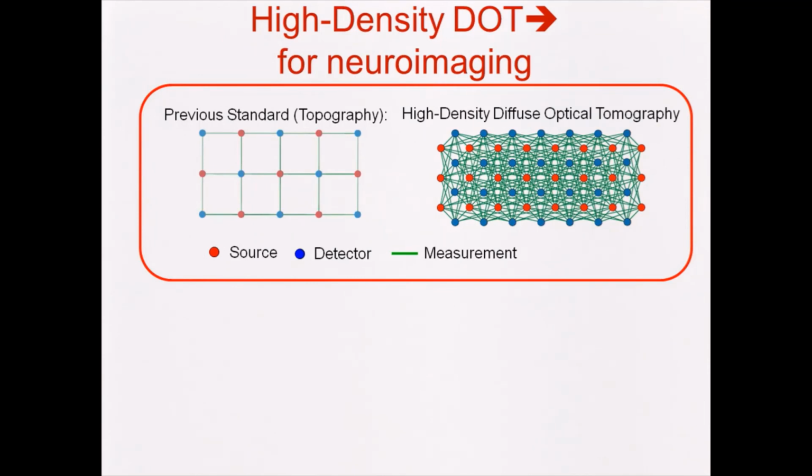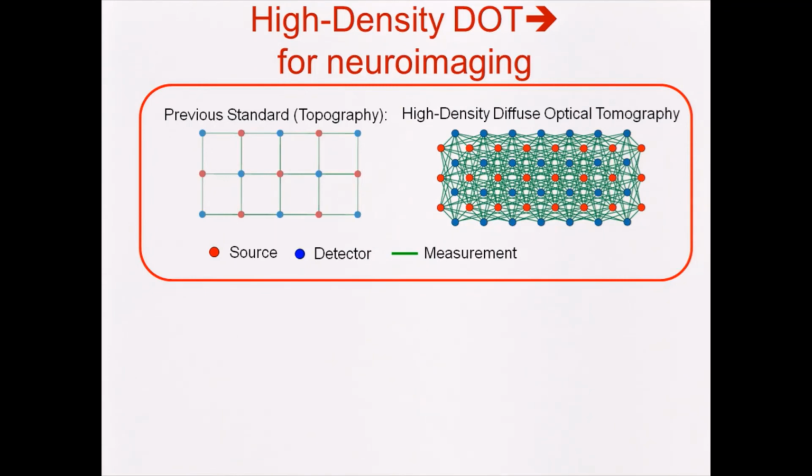So the main advance that we've been working on is just moving some really simple ideas, moving from sparse arrays to high-density arrays. So the green lines are measurements. More measurements are good. And basically the gain in lateral resolution is really just due to having a more dense sampling of green lines. So it's easy to just make this PowerPoint figure instead of that PowerPoint figure.